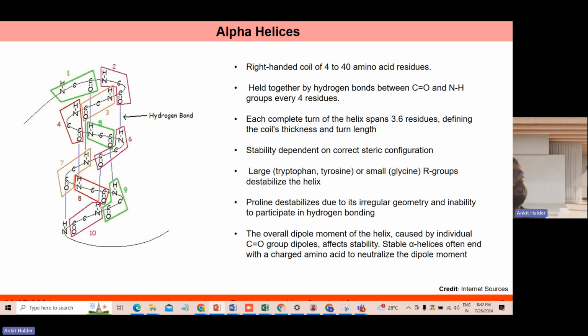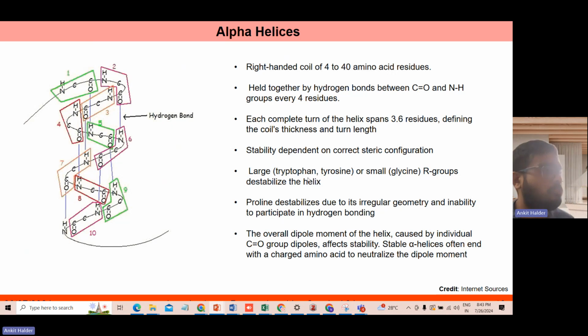So this stability depends on correct steric configuration. The large tryptophan, tyrosine, or small glycine destabilize the helix. The stability of the alpha helix is very important and is determined by the correct steric configuration. When we have large tryptophan, tyrosine, or small glycine R groups, it destabilizes the helix.